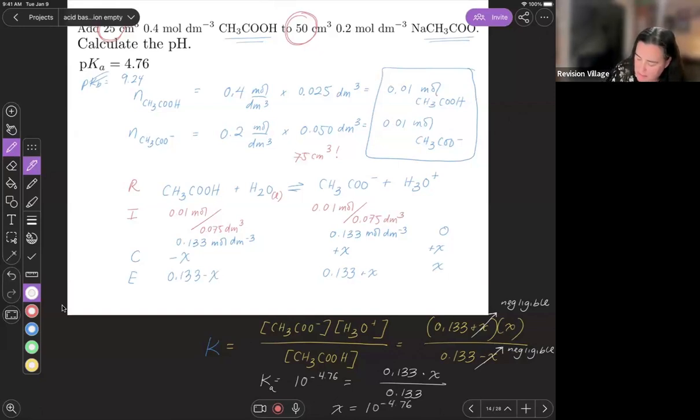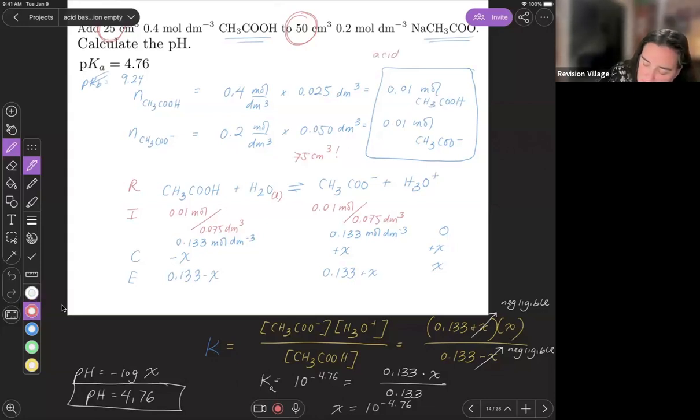Well, this is looking good. The pH is minus the log of X. And so the pH appears to be 4.76. Now, some of you knew that when we started. Some of you saw that when the concentration of the acid was equal to the concentration of its conjugate base, you knew that the pH was equal to the pKa. You knew that we were at the point that we call half equivalence.